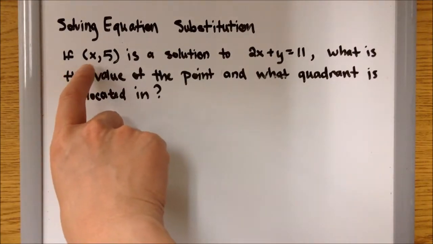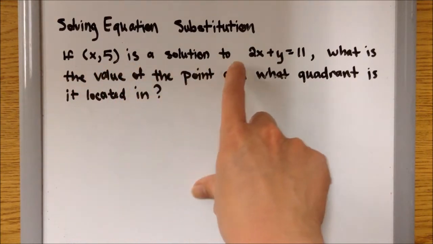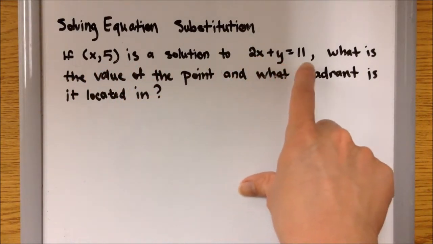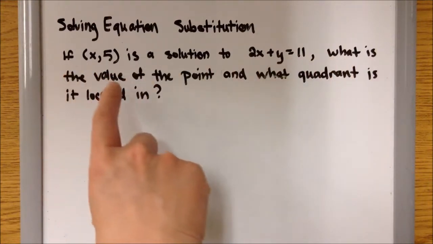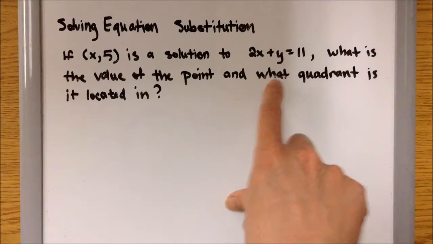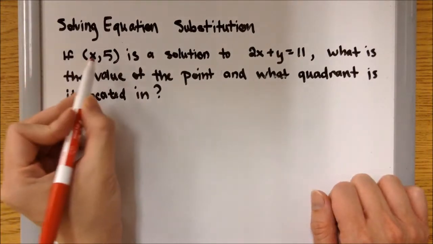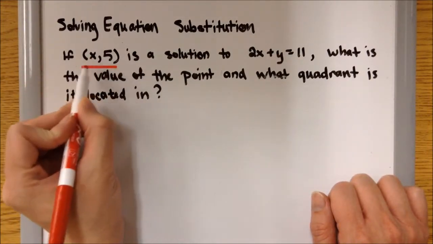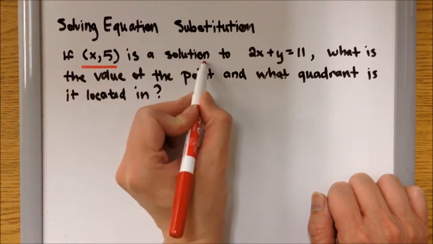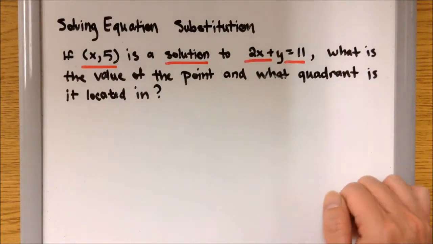If the point (x, 5) is a solution to 2x + y = 11, what is the value of the point, meaning what is the coordinate point, and what quadrant is it located in? So let's look at the information that we do know. We have a coordinate point (x, 5), but we don't know the value of x, but it is a solution to 2x + y = 11.